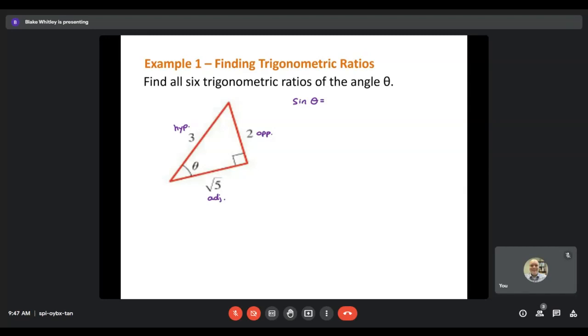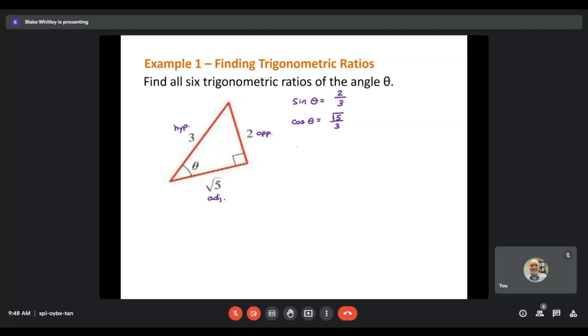So if you remember back to the last slide, sine is going to be opposite over hypotenuse. And so our opposite is 2. Our hypotenuse is 3. And so sine of theta is going to be equal to 2 over 3. Okay, and we'll do cosine. Again, cosine should be A over H, so adjacent over hypotenuse. And so when we do our adjacent side, that's going to be square root of 5. We're going to put that over the hypotenuse, which is 3.